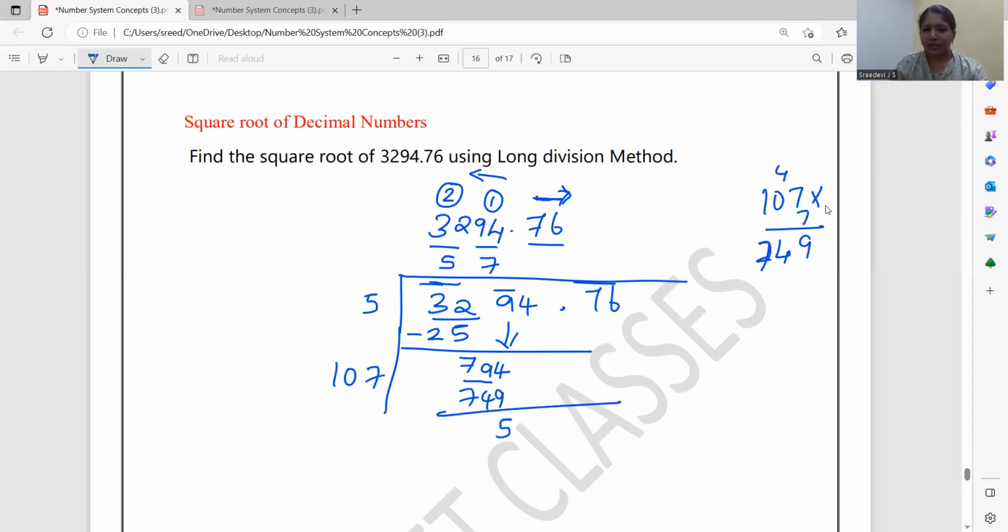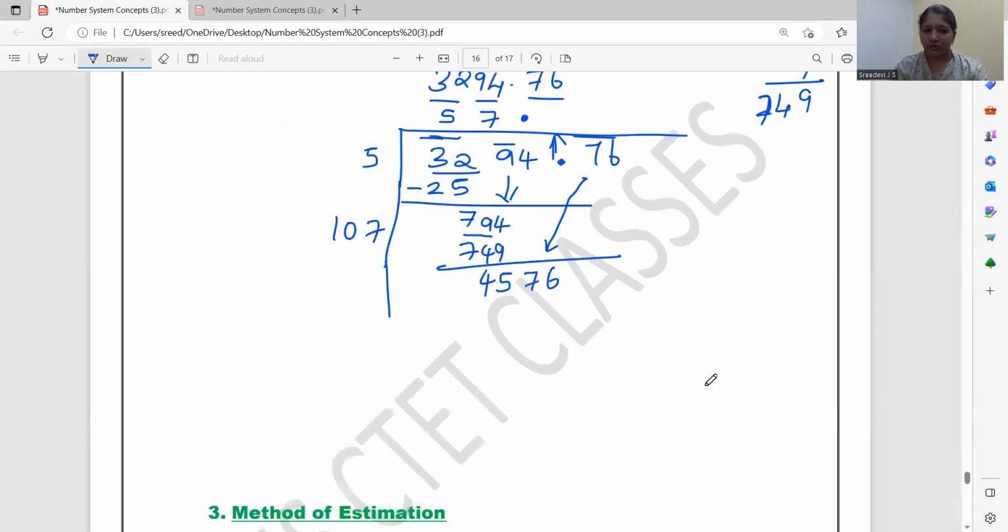When you subtract, what do you get? 9 plus 5 is 14, 8 minus 4 is 4. Then again, we put the decimal point here. Where the decimal point comes, there itself you give the decimal point in the quotient as well. Then the next pair is 76, so we can again continue the procedure.